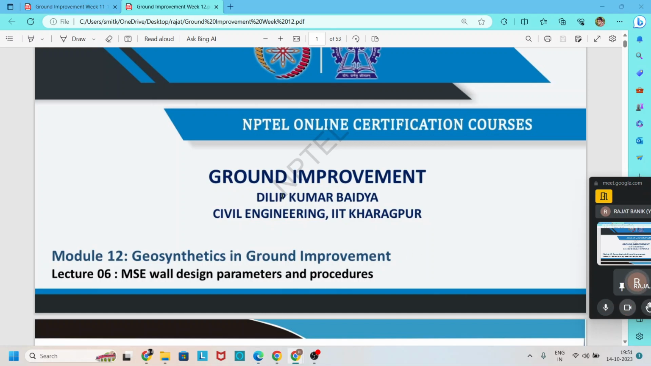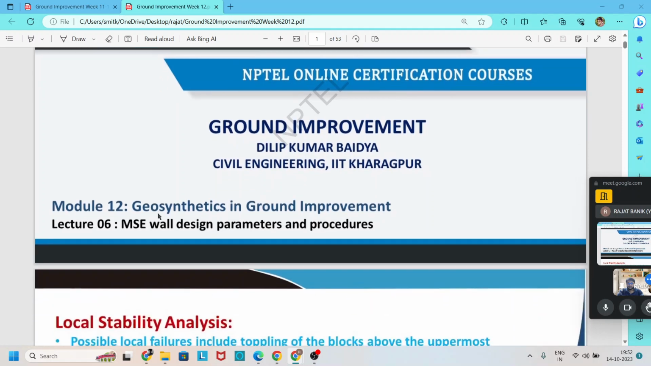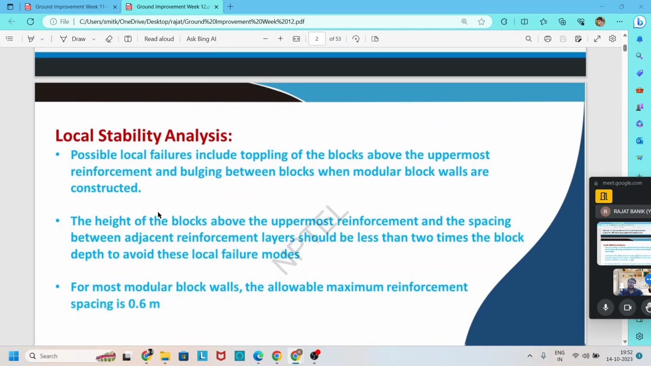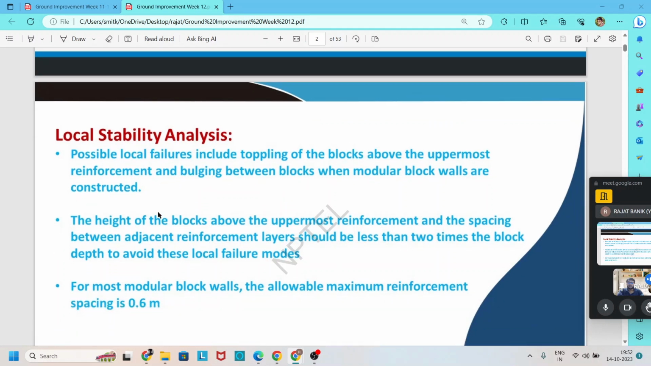Now we are discussing very briefly our today's class. First we discussed the design parameters and procedure of the mechanically stabilized earth wall. First we need to check the local stability.